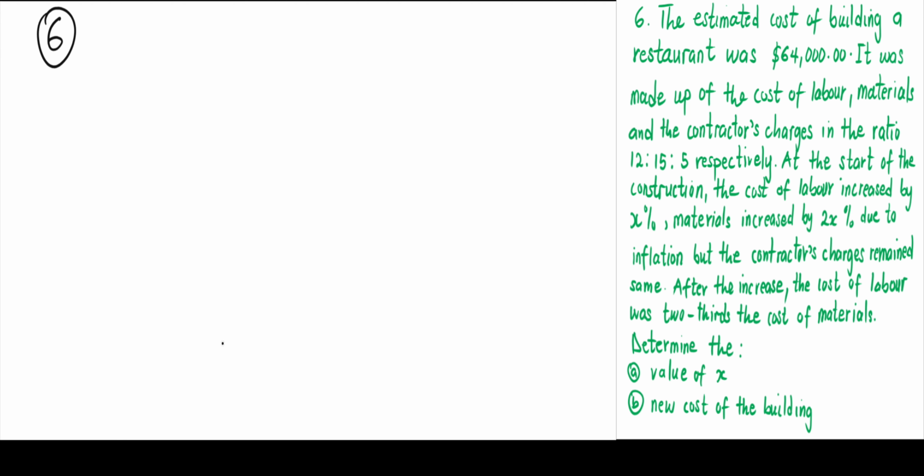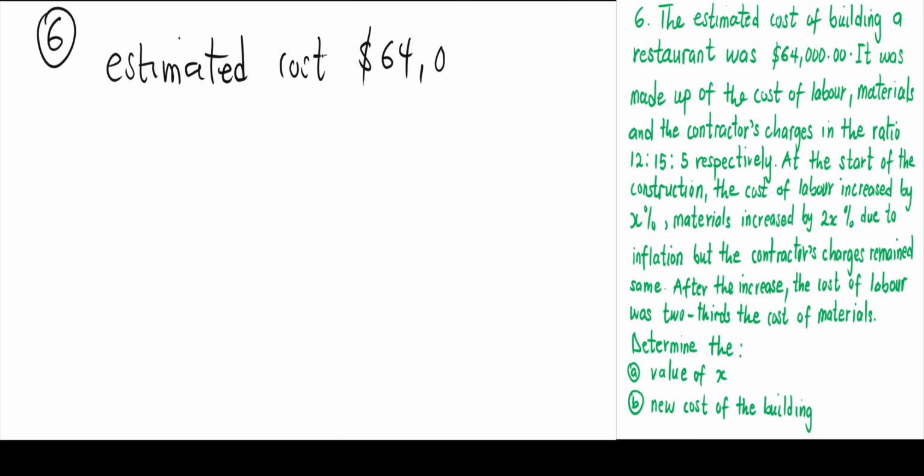So the initial estimated cost was, let me put down the estimated cost first. Estimated cost was $64,000. Right, so that's the first thing that we need to put down. And this cost was in 3 parts: part for labor, part for materials, and part for contractors' charges. And there was a ratio given. So let's just consider the ratio given.